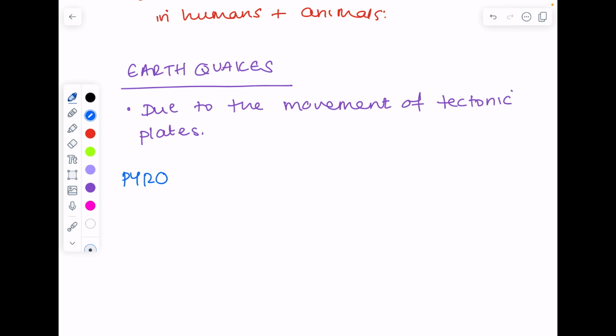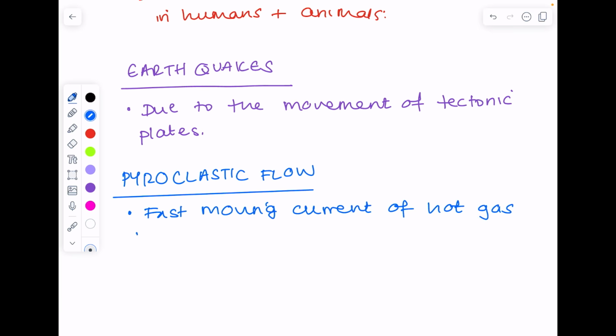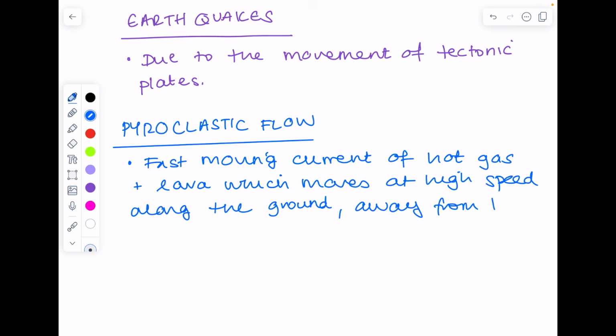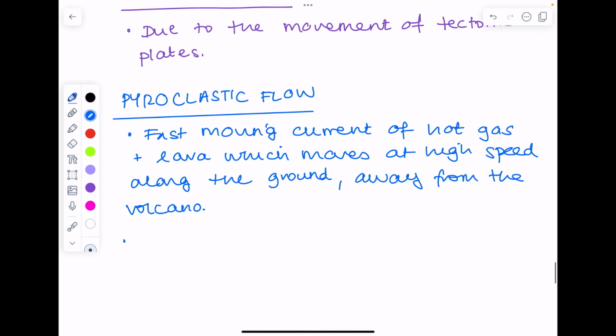Pyroclastic flow. This is a fast-moving current of hot gas and lava, which moves at high speed along the ground away from the volcano. This causes damage to crops and buildings and may lead to serious injury and death.